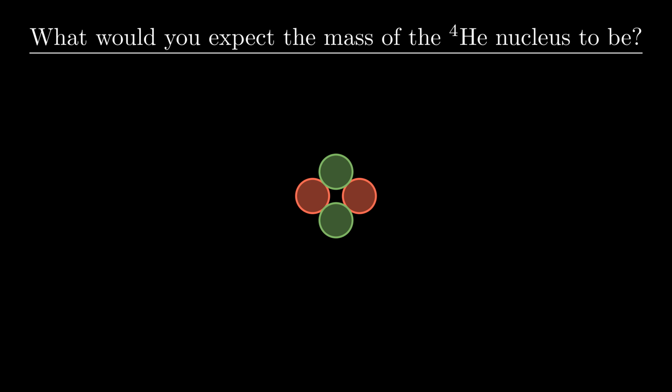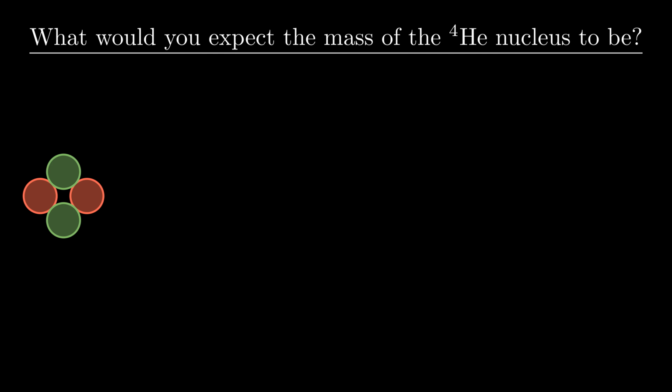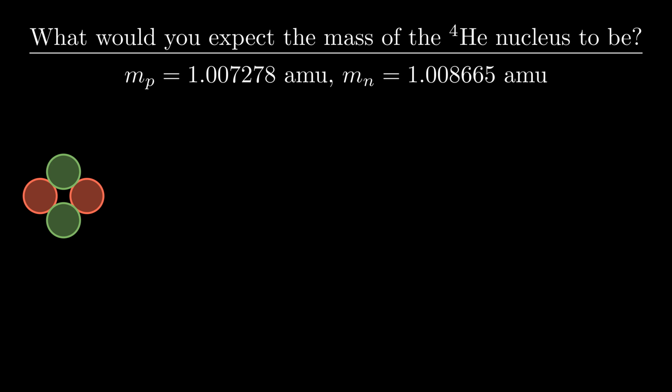Okay, so here we have a helium-4 nucleus, 2 protons and 2 neutrons. And I'm going to pose what seems like a pretty simple question. What would you expect the mass of this helium-4 nucleus to be? Seems straightforward enough. Here we have values for the masses of a proton and a neutron. This AMU unit, by the way, is the atomic mass unit. It's defined as being equal to exactly 1/12 the mass of an atom of carbon-12, 1.66054 times 10 to the minus 27 kilograms. And just a quick note, we often symbolize the atomic mass unit with just the letter u.